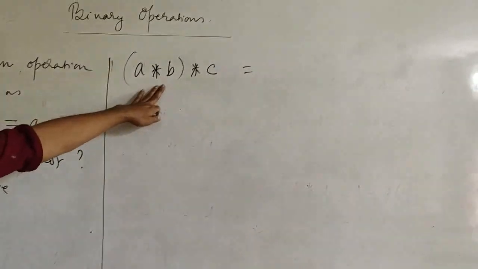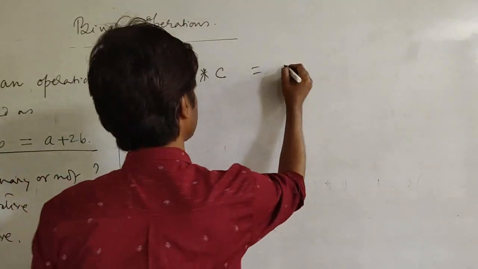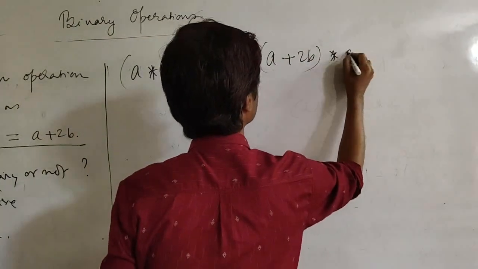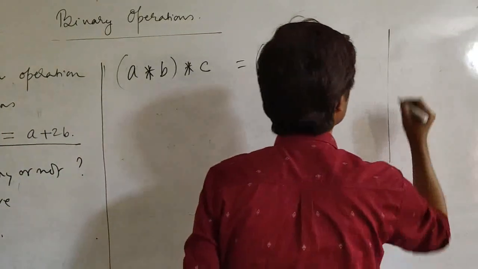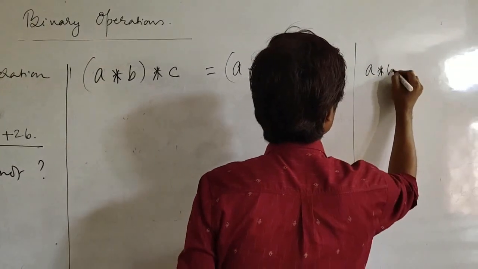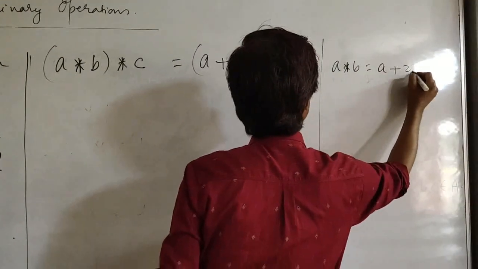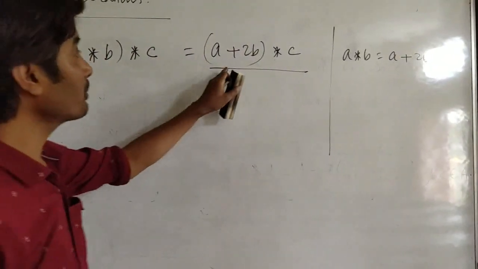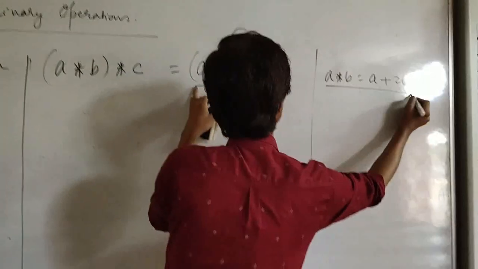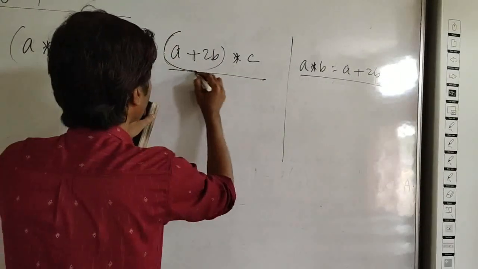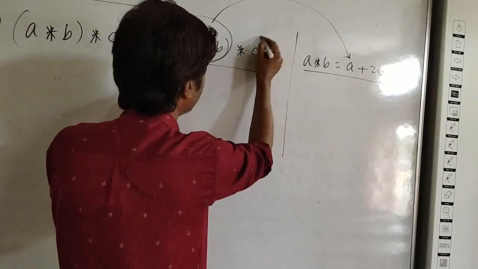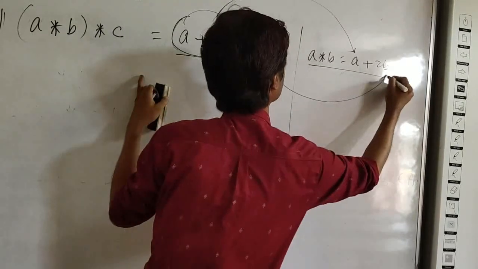What is A star B? A plus 2B here. So it should be A plus 2B star C. Then see here, A star B is given as A plus 2B. So to find out this part, you compare this with this definition. The first A plus 2B part has to be taken as A, and this C has to be taken as your B.